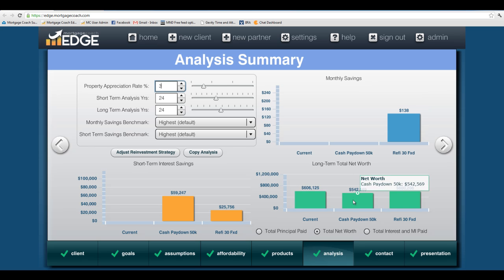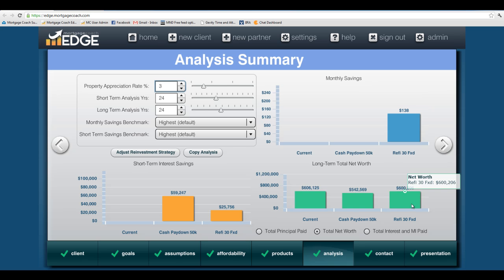Now in the cash pay down, this one indicates that they've taken that $50,000, paid down the loan. Now their net worth is a little bit lower here because they've got more equity but less money in that investment account. So you can see where we are at the end of it. They're about $60,000 behind by doing this. So even though they're saving $60,000 in interest by paying it down, it's costing them $60,000 in net worth. So it's basically a wash here.